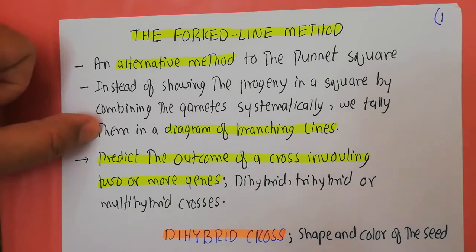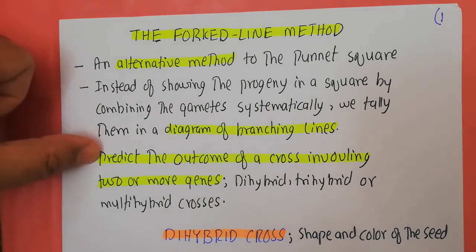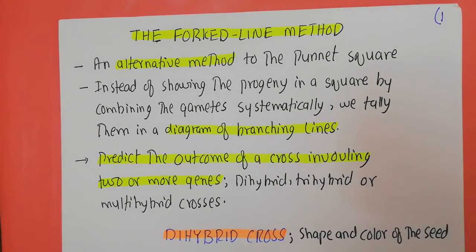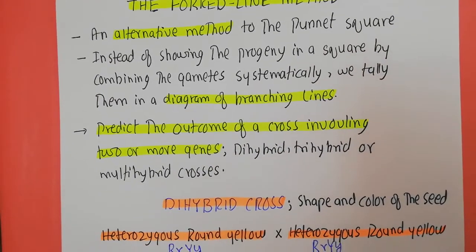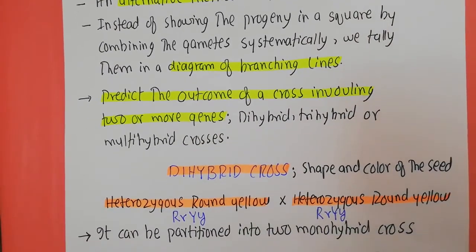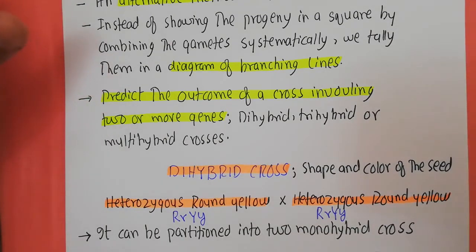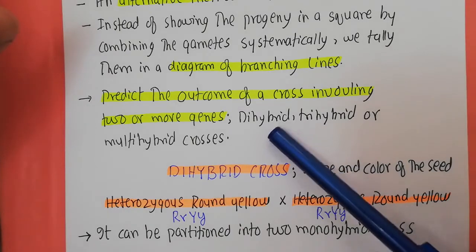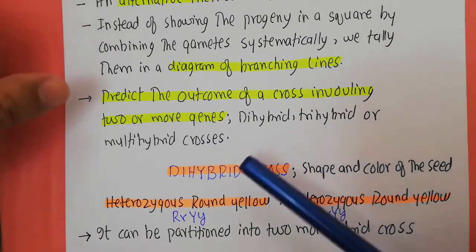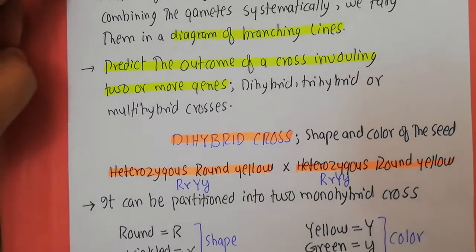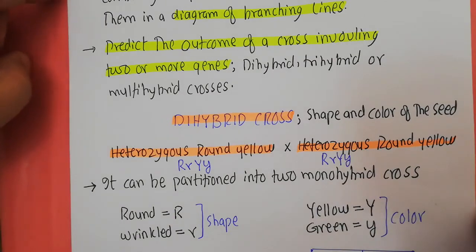This fork line method can predict the outcome of a cross involving two or more genes. This means that you cannot use this particular method for monohybrid crosses. So when you talk about the fork line method, you will be focusing on crosses involving two or more genes. By that I mean you can use this for dihybrid crosses, trihybrid crosses, or multihybrid crosses. We will discuss the fork line method by taking an example of the dihybrid cross.